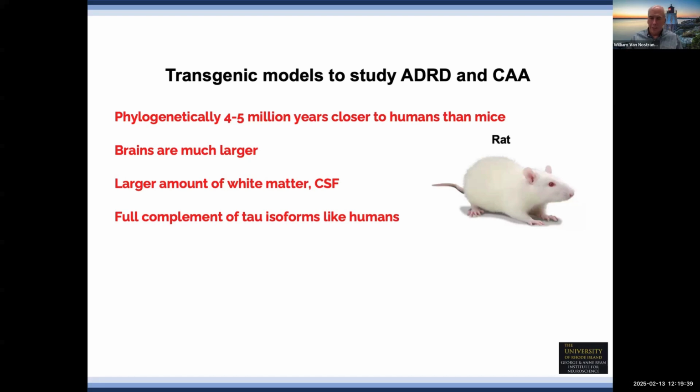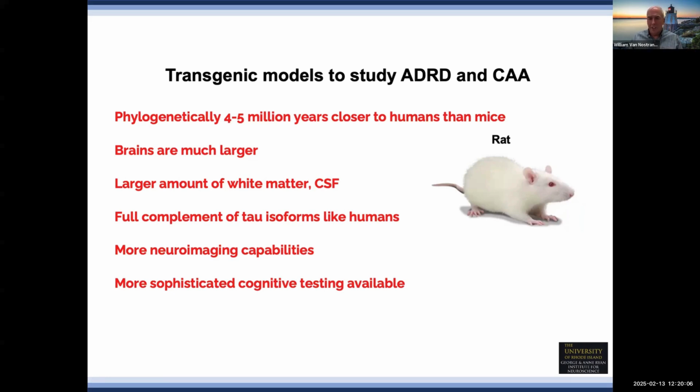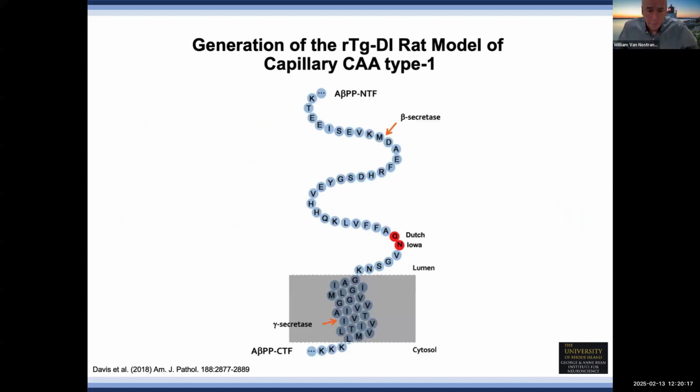Now, unlike mice, rats contain the full complement of tau isoforms like humans. And this is important because it's been shown that when rats develop fibrillar amyloid plaque pathology in their brains, in response to that, they develop hyperphosphorylated tau pathology like you see in humans. And this happens endogenously. This is something that does not occur in mice. There are more neuroimaging capabilities available in rats, and there are more sophisticated cognitive tests available. So again, because of these advantages, we've decided to use rats as a platform to move forward with our newer models.